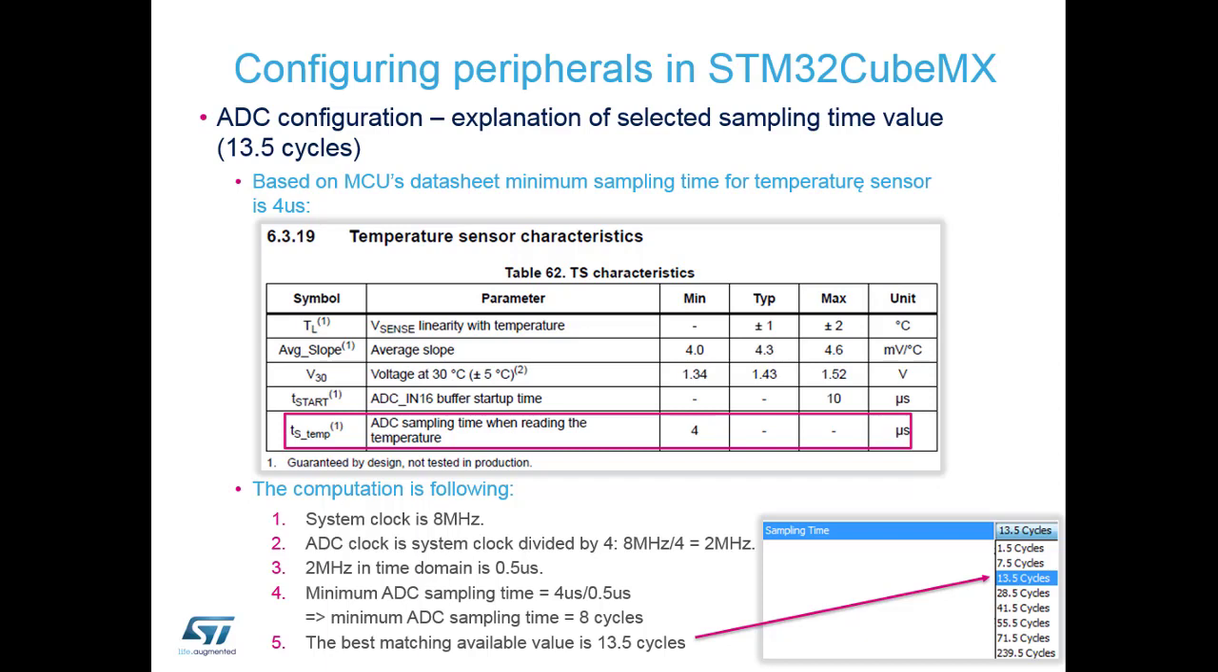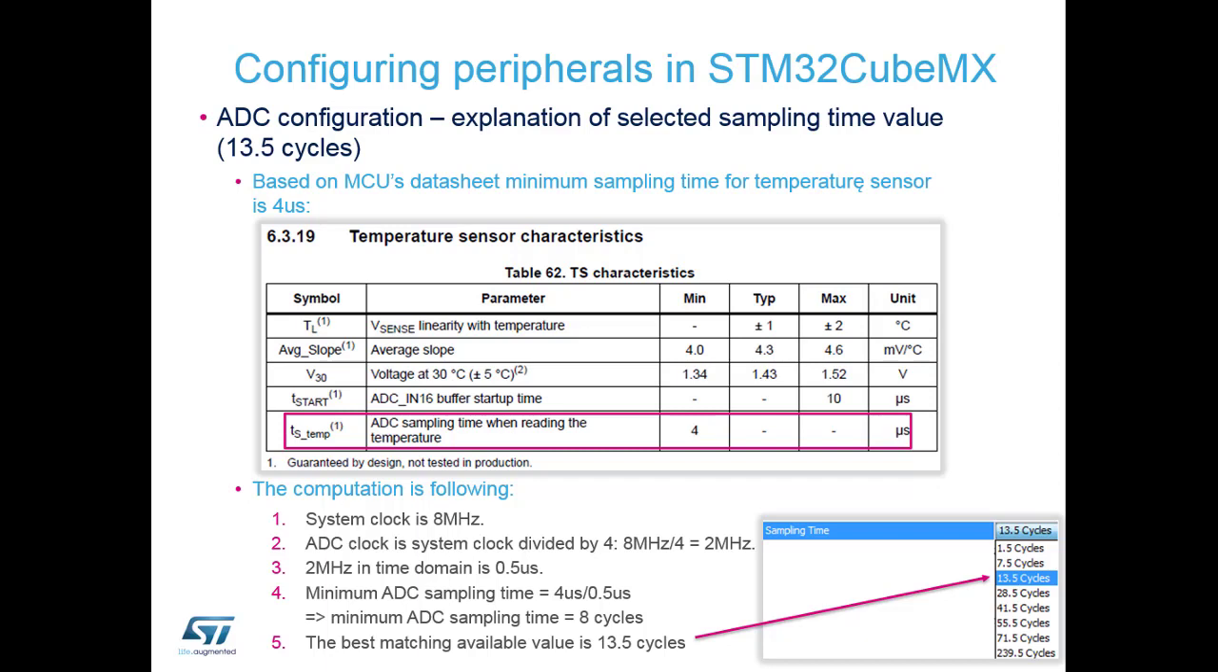Now, one of the parameters is the minimum sampling time required when reading the temperature sensor in the ADC. For us, that means we now need to calculate this value. If you remember from our clock tree, we had a system clock of 8 megahertz. We have just set our ADC clock to divide by 4. Therefore, we have 2 megahertz entering our ADC sampling unit. This means we have 0.5 microseconds as our sampling time. We need a minimum of 4 microseconds. Therefore, we need a sampling time of 8 cycles.